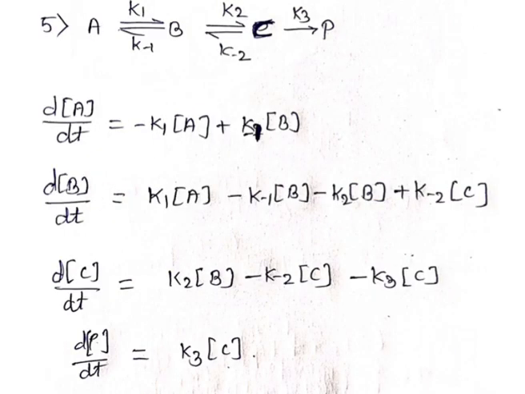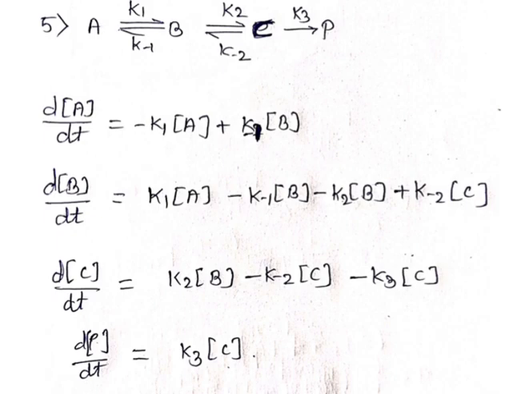Now our next example is A gives B, B gives C and C gives product. Here A gives B with rate K1, from B again A forms with rate K-1. B gives C with rate K2 and there is a reversible reaction and rate is K-2. And from species C, product P is formed and rate is K3. So see here 4 steps are there: A, B, C and product P.